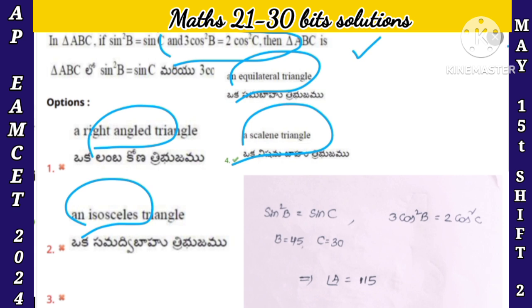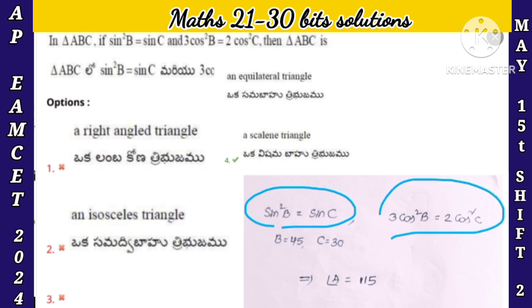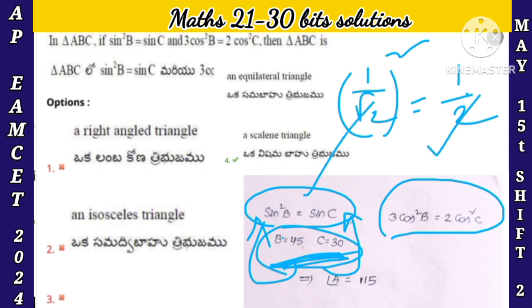Okay, so first take the first condition. I'm doing this by taking angle verification. Sin square B is equal to sin square C and 3 cos square B is equal to 2 cos square C. First I am checking for what values of B, C this equation is satisfied. Suppose we replace B is equal to 45 and C is equal to 30 in the above equation. Then what do you get? Sin 45 value is 1 by root 2. Sin square B, 1 by root 2 whole square, is equal to sin square 30, 1 by 2. That is 1 by 2 is equal to 1 by 2. Yes, these two angles satisfy the first equation.